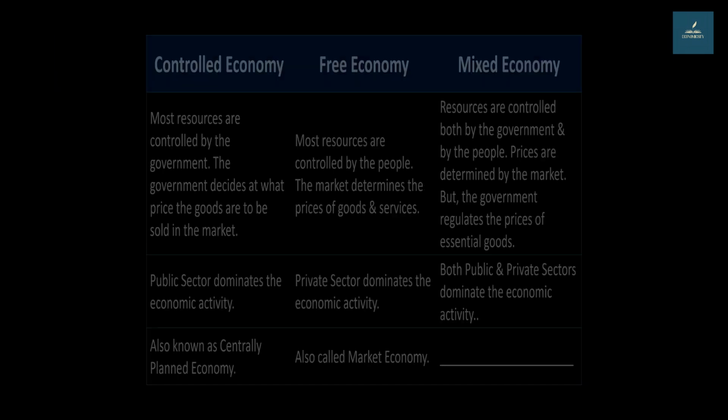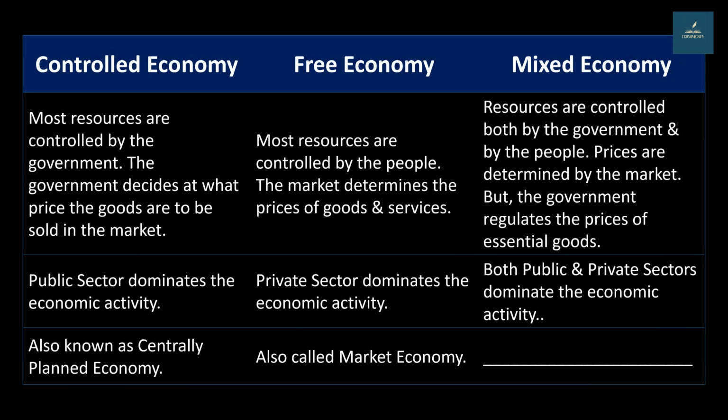Economic activities are dominated by the public sector in controlled economies, whereas by the private sector in free economies. And if we talk about mixed economies, both public sector and private sector dominate in the economic activity. Controlled economies are also known as centrally planned economies. Likewise, free economies are also known as market economies.